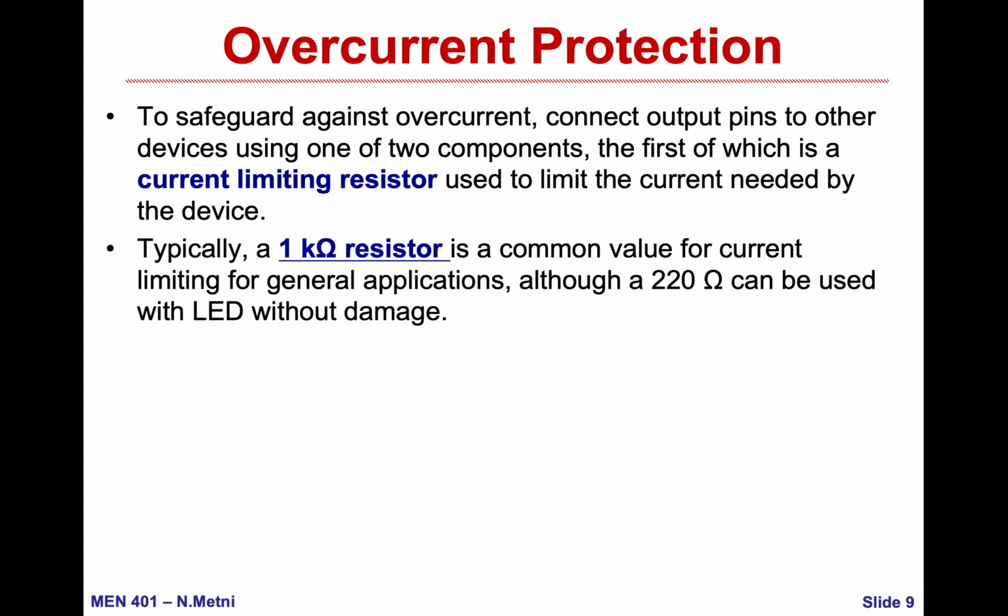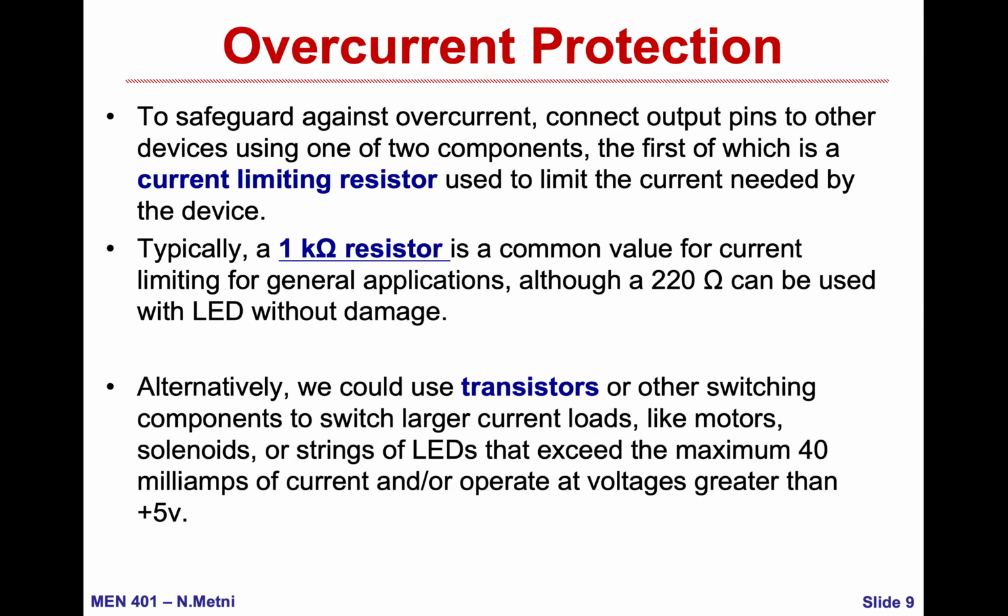To safeguard against overcurrent, connect output pins to other devices using one of two components. The first is a current limiting resistor. Of course, we know that if I want to connect something to the pin of any device, I should use a current limiting resistor in order not to have a huge resistance. Alternatively, as is the case for an LED, for example, we can use transistors.